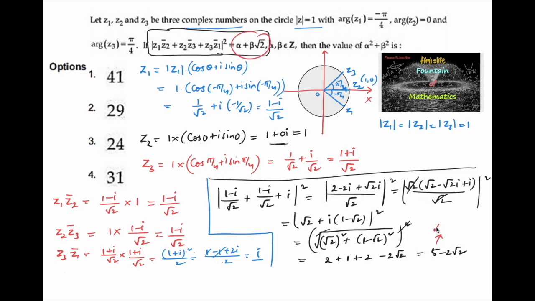When it is compared with alpha plus beta root 2, we have alpha equal to 5 and beta equal to minus 2. So we can get alpha square plus beta square is equal to 5 square plus minus 2 whole square, that is 25 plus 4, that is 29. So we can say the answer is 29, which is option B.